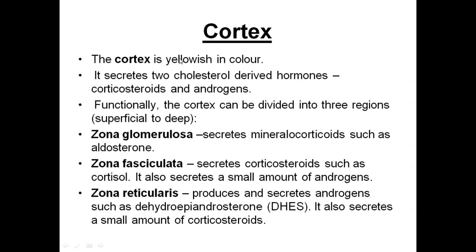Now the cortex is yellowish in color and it secretes two cholesterol-derived hormones, that is the corticosteroids and the androgens. Functionally, the cortex can be divided into three regions, from superficial to deep: zona glomerulosa, fasciculata and reticularis. Glomerulosa secretes the mineralocorticoids such as aldosterone. The fasciculata is responsible for secreting the corticosteroid cortisol and a small amount of androgens, while the reticularis only secretes androgens.